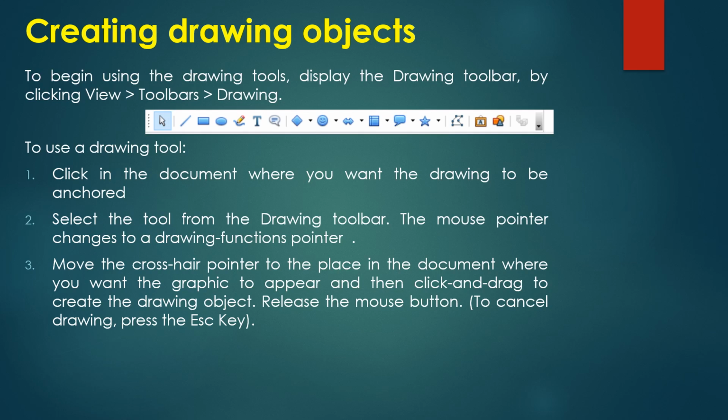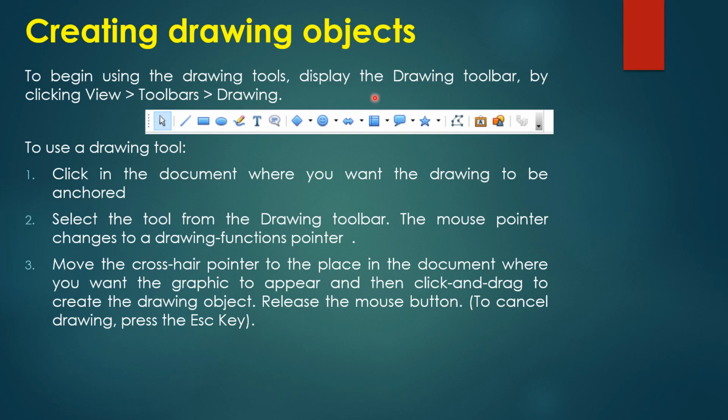Next is creating drawing objects. Whenever you want to draw some geometrical shapes or any other shapes, you have to use the drawing objects. For this you have to enable the drawing toolbar in your document. If you want to enable it, go to the View menu, then click on Toolbars and then click on the Drawing option. After that it will show you a toolbar that is called the drawing toolbar.